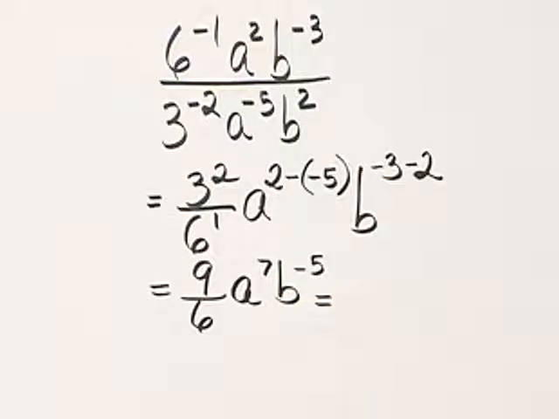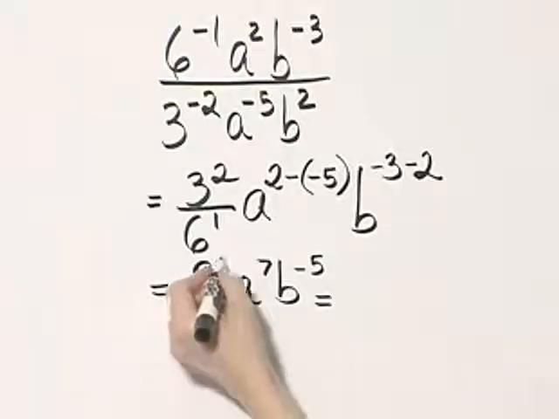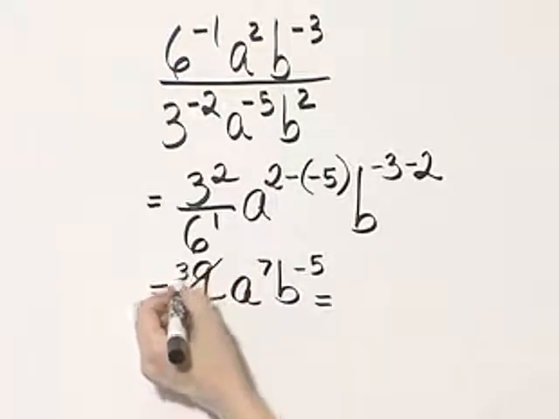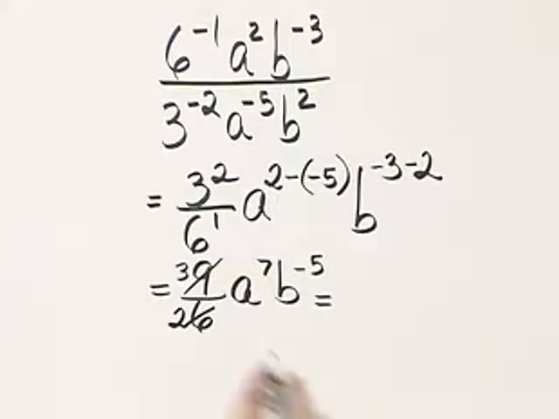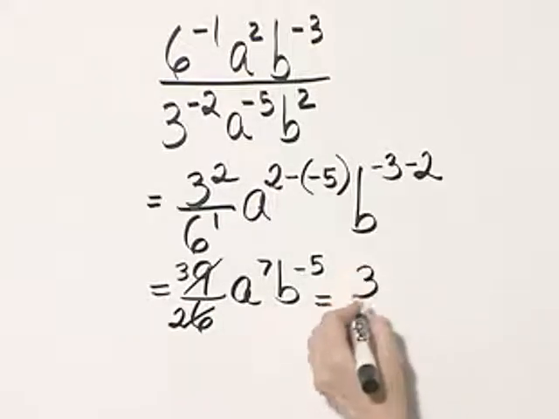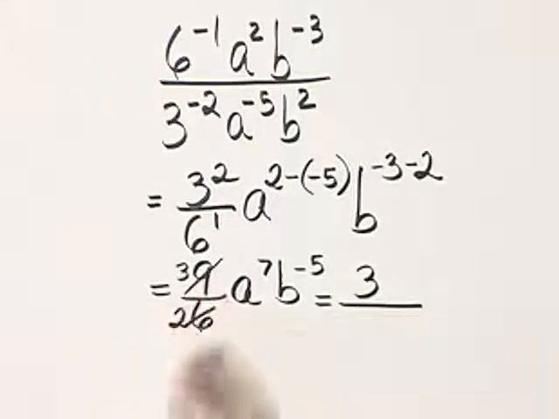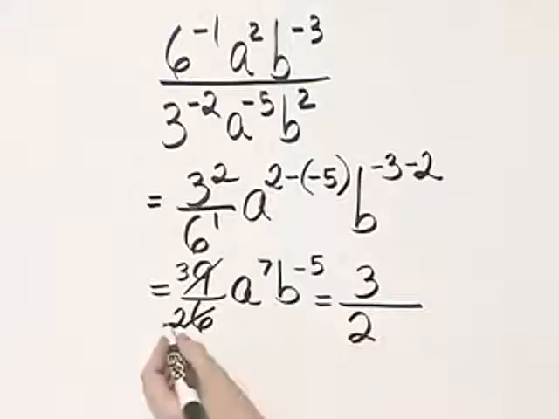So let's finish simplifying. Notice 9 and 6 have a common factor of 3. 9 divided by 3 is 3. 6 divided by 3 is 2. And remember, we want to write with no negative exponents. So I'll go ahead and write my 3 in the numerator, my 2 in the denominator.